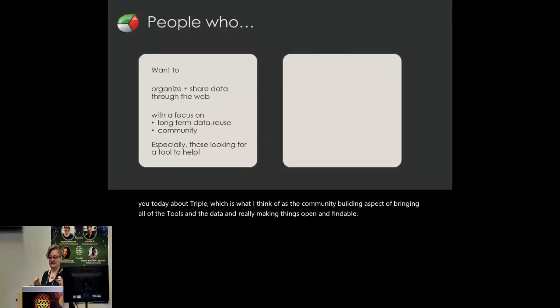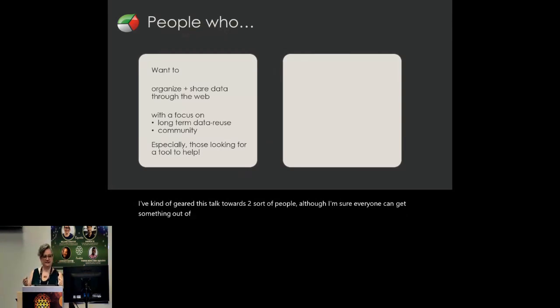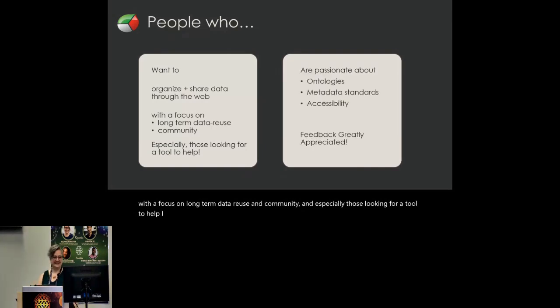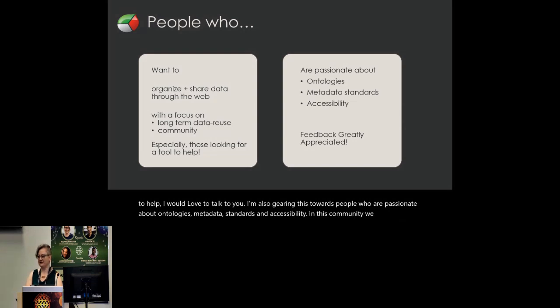I've kind of geared this talk towards two sorts of people, although I'm sure everyone can get something out of it. Those who really want to organize and share the data through the web with a focus on long-term data reuse and community, and especially those looking for a tool to help, I would love to talk to you. I'm also gearing this towards people who are passionate about ontologies, metadata standards, and accessibility. In this community, we love to collaborate, and so I would love to hear any suggestions, etc., that you might have for me.